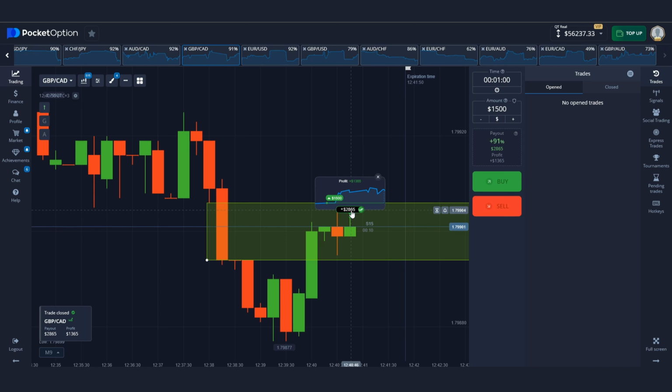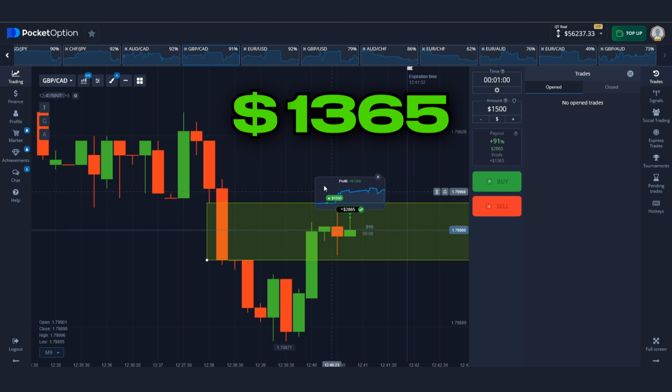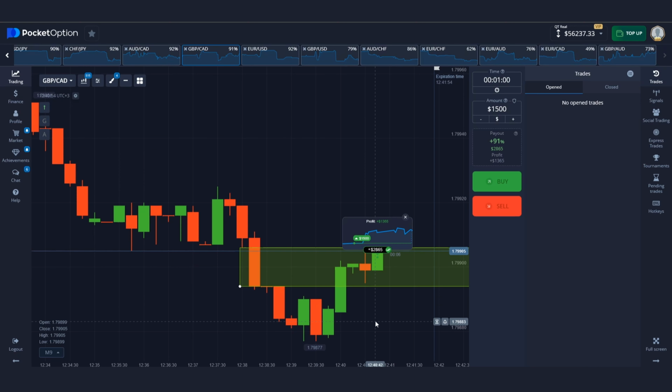A great second trade brings me $1,300, and as you can see, the imbalance has shown itself perfectly. Now I suggest you look at the second tool.